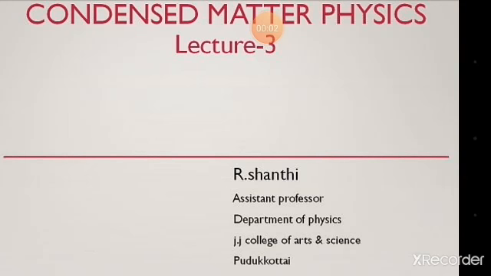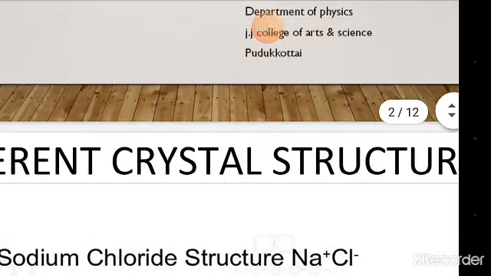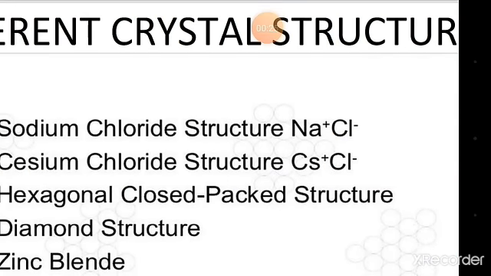Good morning. In lecture 2, we understood the important terms, metallic crystal structure, and how to find the atomic packing factor for simple cubic, face-centered cubic and body-centered cubic. In this session, first, different crystal structures. They are sodium chloride, cesium chloride, hexagonal close packed, diamond structure and zinc blende. In our syllabus, we have hexagonal close packed, sodium chloride and zinc blende structures only.